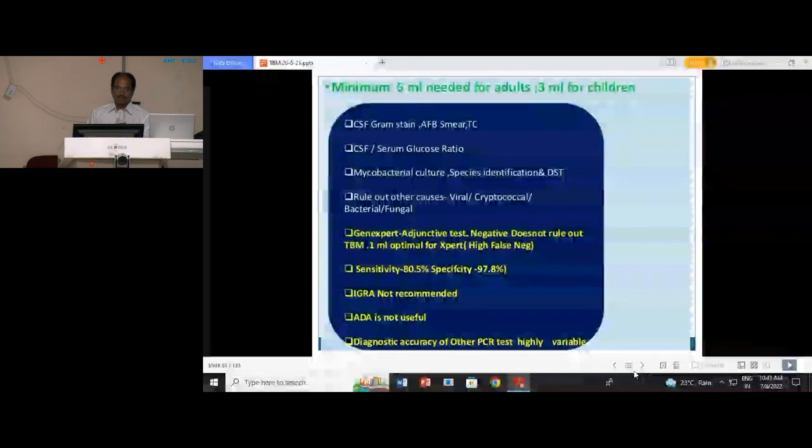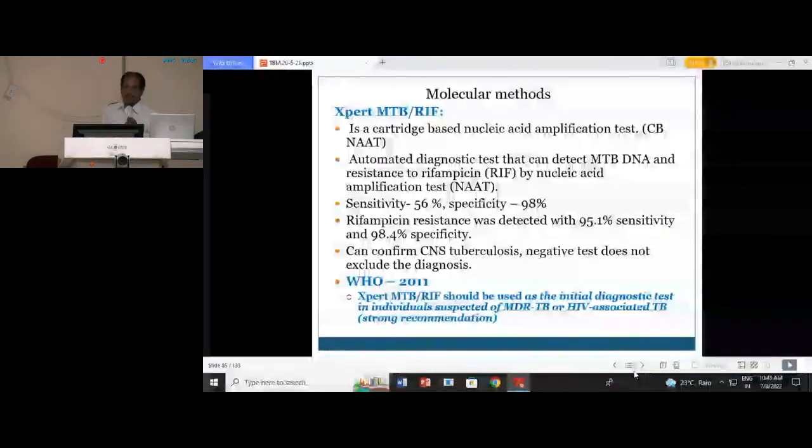So this is very important. Xpert MTB/RIF, or resistance to rifampicin, is a cartridge-based nucleic acid amplification test. Xpert MTB is a very important automated diagnostic test that detects Mycobacterium tuberculosis DNA and resistance to rifampicin by nucleic acid amplification test.